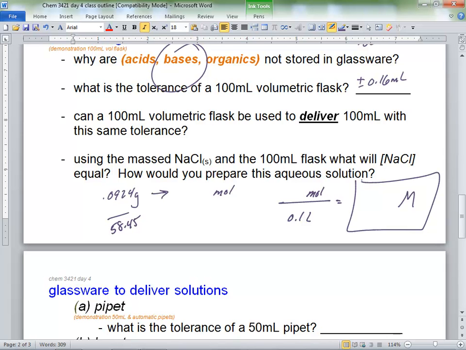Okay, is that the final answer? Yeah, 0.015, so somewhere around there, 0.016 or so. And scale it up. So you calculate for a whole liter, and we're using 100 mils, which is a tenth of a liter, so you need to multiply your answer by 10. It's 0.1 liters, so moles over 0.1 liters.